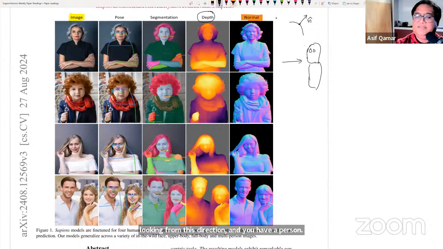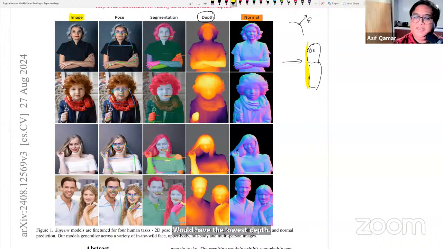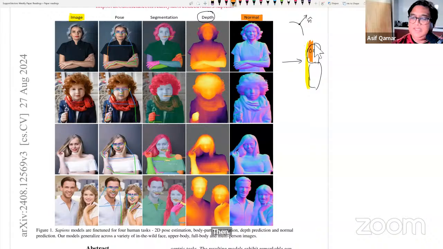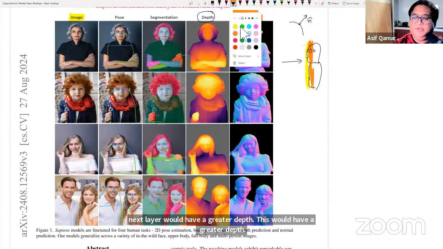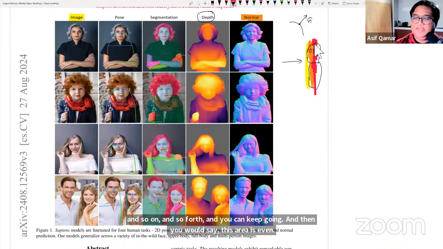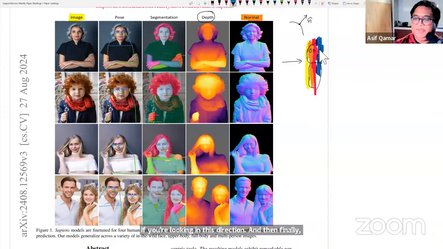So then this area would have the lowest depth, front would have the lowest depth. Then the next layer would have a greater depth. This would have a greater depth, and so on and so forth. And you can keep going. And then you would say this area is even deeper into the surface if you're looking in this direction. And then finally, if you want to go here, this would be even deeper. So this is a depth understanding.